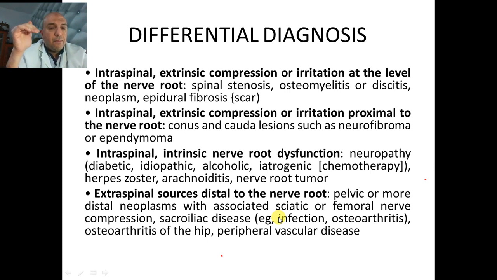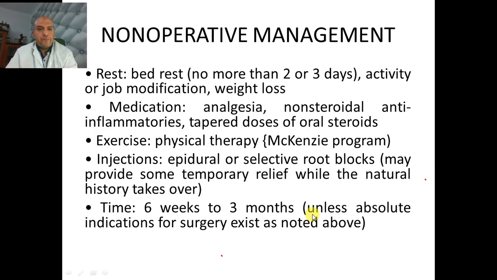Intraspinal lesion at the level of the nerve root is your curriculum, and proximal to the nerve root is the cord. For us it is conus and cauda. Or it can be intrinsic in the material of the nerve fascicle, like diabetes, alcohol, or chemotherapy. Chemotherapy and radiotherapy are common causes, and they are not going to improve after surgery. So you exhaust yourself with conservative management.